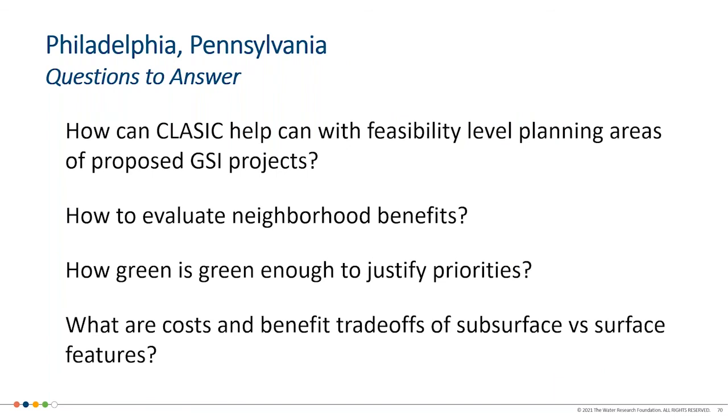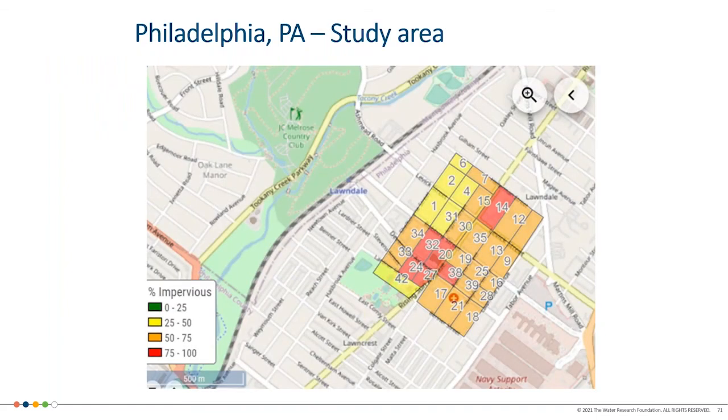They wanted to understand in a particular neighborhood or in a particular planning area, if they need to justify greening and the costs associated with greening, how can they do that, and how can they communicate it? And what are these trade-offs of cost and benefits with the subsurface features that are less green versus putting in more green infrastructure? Next slide.